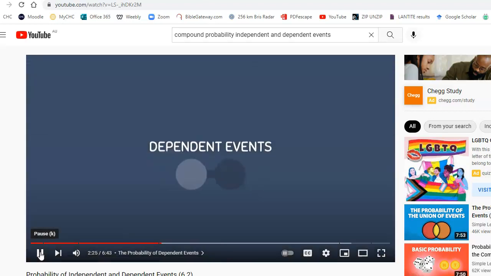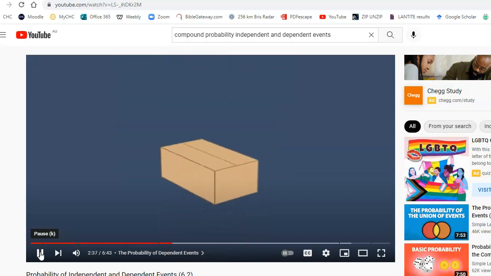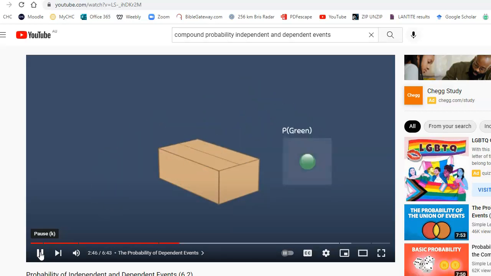What are dependent events? Dependent events are simply the opposite of independent events. Dependent events refer to the occurrence of one event affecting the probability of another event. For example, suppose we have a box that contains 10 marbles. 7 of the marbles are green, and 3 of the marbles are blue. Based on this, we know that the probability of drawing one green marble is 7 over 10, or 0.7, and the probability of drawing one blue marble is 3 over 10, or 0.3.